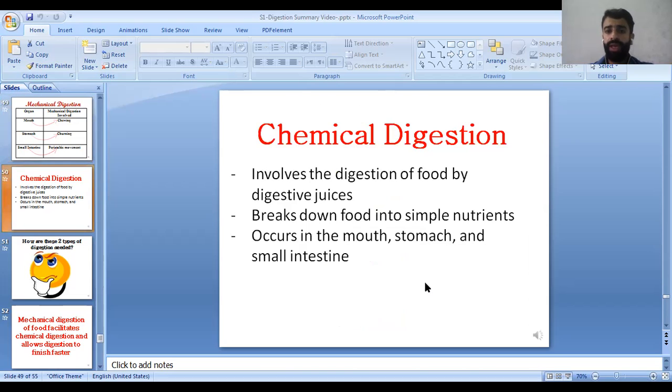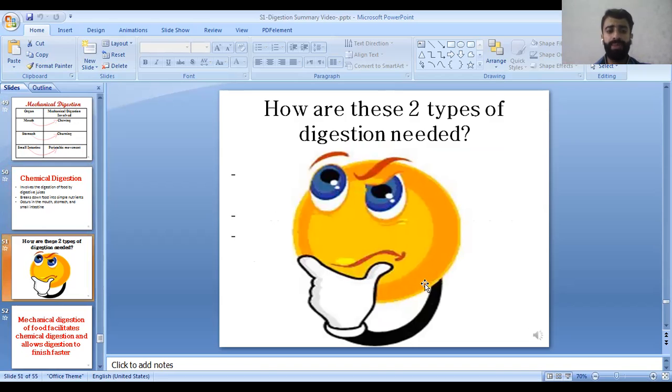Moving to the chemical, it involves digestion of food by the help of the juices and their enzymes like gastric juice, pancreatic juice, saliva, intestinal juice, including the enzyme salivary amylase. Gastric juice includes the enzyme pepsin, trypsin, peptidase, lipase, sucrase, maltase, and others. They break down the food into simpler nutrients and they occur mainly inside the mouth, inside the stomach, and the small intestine.